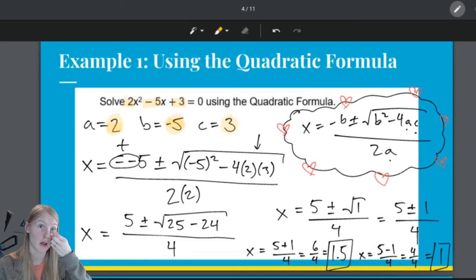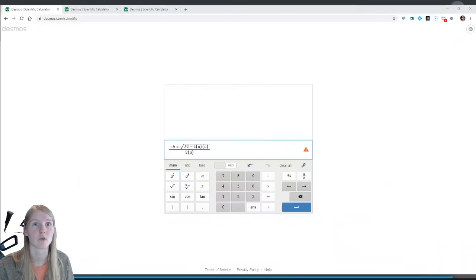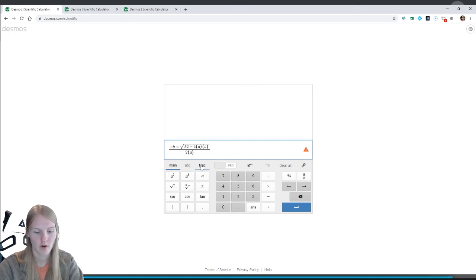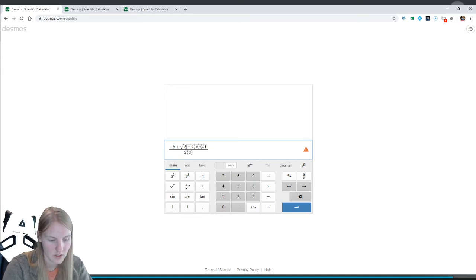So, this looks complicated. Let me show you another way, maybe a little bit easier of a way. Here is Desmos. I have typed in the quadratic formula right here. x equals negative b. I put plus instead of plus or minus because it won't let you do that, so we're just going to have to manually change it from a plus to a minus each time, but that's okay. This needs to be b squared.